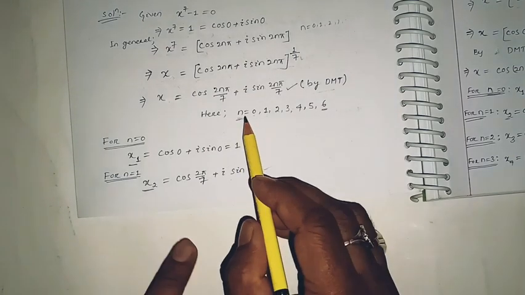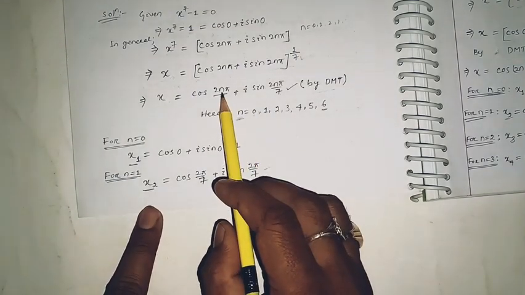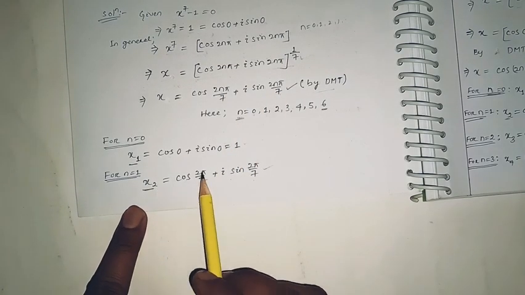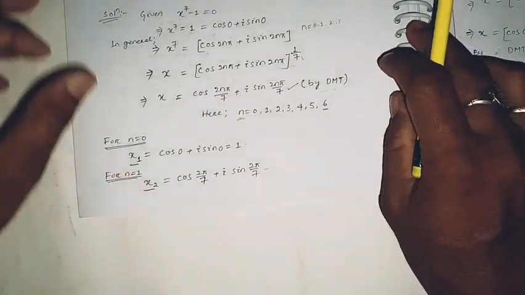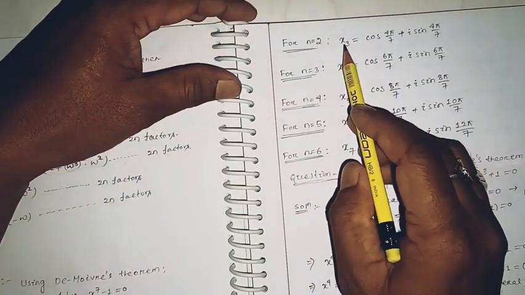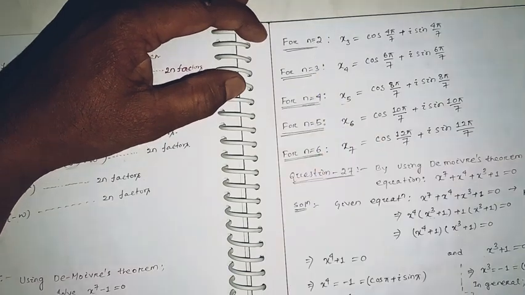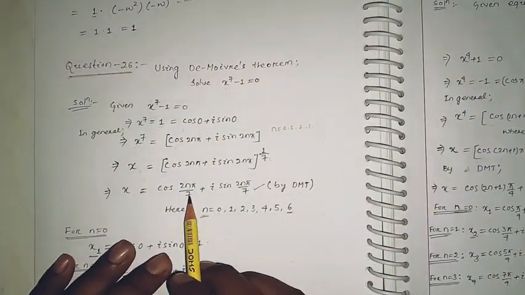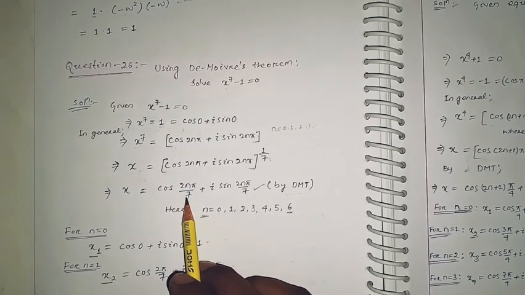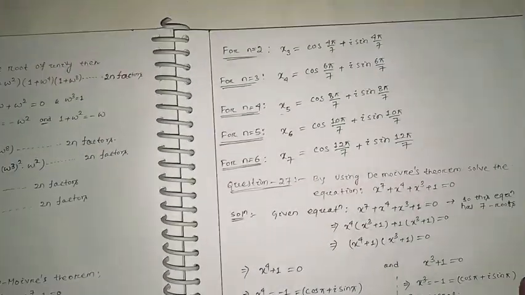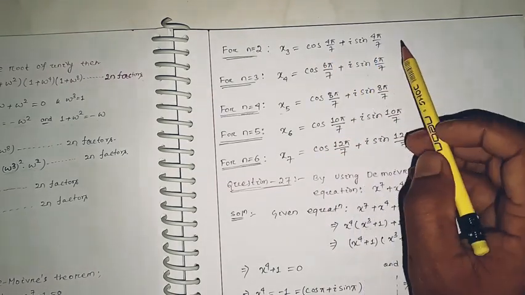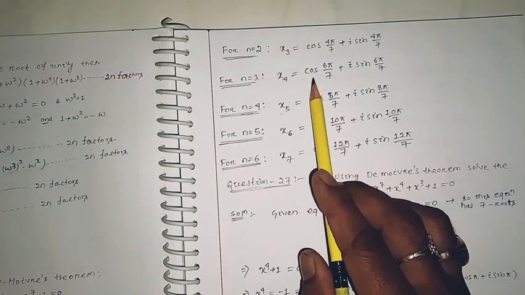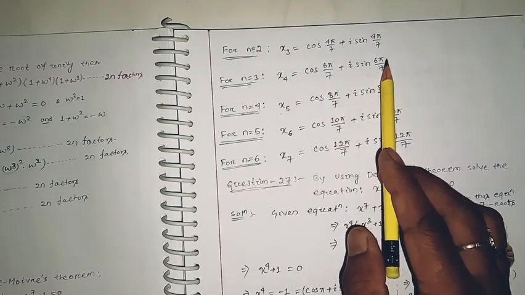For the second root, we consider n equal to 1. You just substitute here, and x2, that means the second root, will be cos 2 pi by 7 plus i sin 2 pi by 7. For the third root, that means x3, we consider n equal to 2. If we substitute n equal to 2 over here, this will be cos 4 pi by 7 plus i sin 4 pi by 7. That is your third root. Likewise, for the fourth root, we substitute n equal to 3, and we get cos 6 pi by 7 plus i sin 6 pi by 7.